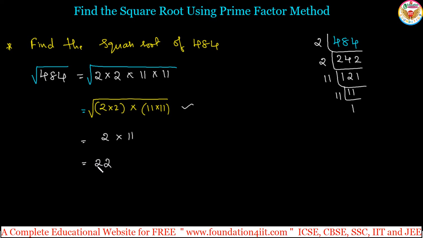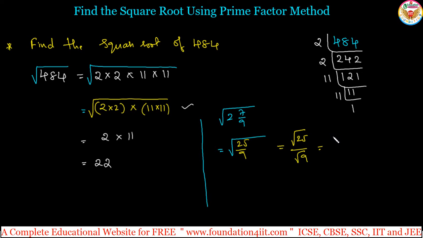That means 22 into 22 is exactly 484 again. Now check one more example, if the number is given as a fraction. What is the square root of 2 7 by 9? We need to convert the mixed fraction into an improper fraction: 9 into 2 is 18, plus 7 is 25 by 9. Now take this separately: square root of 25 by square root of 9. Root 25 is 5 into 5.